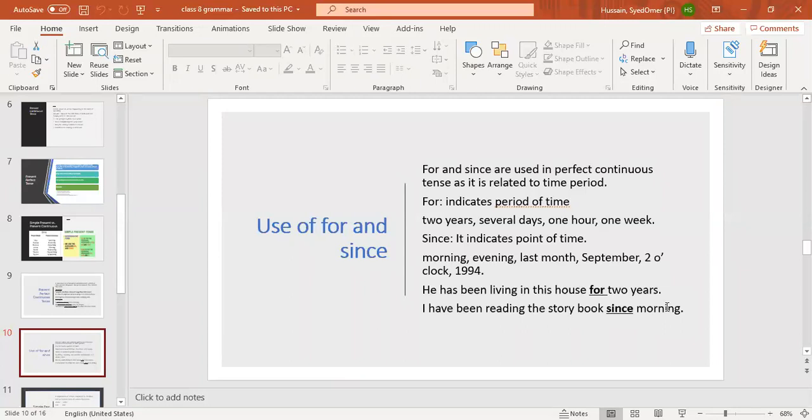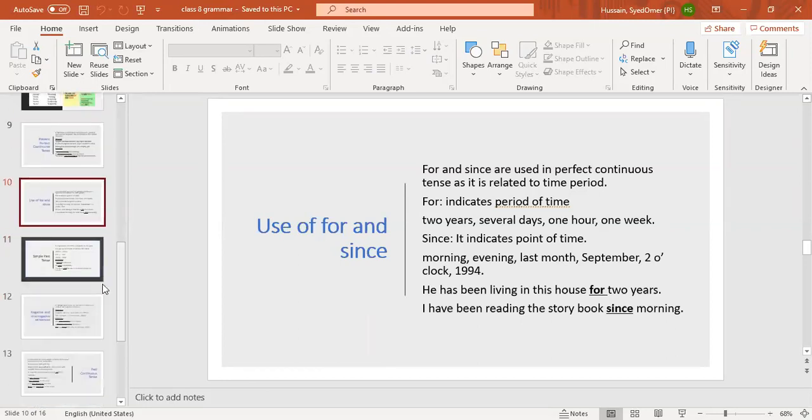Okay, I have been living in this house since 1994. I have been living in this house for 2 years. Okay, so number is mentioned because it is indicating period of time. We put for, and if it mentions only point of time, since when, then we have to put since.